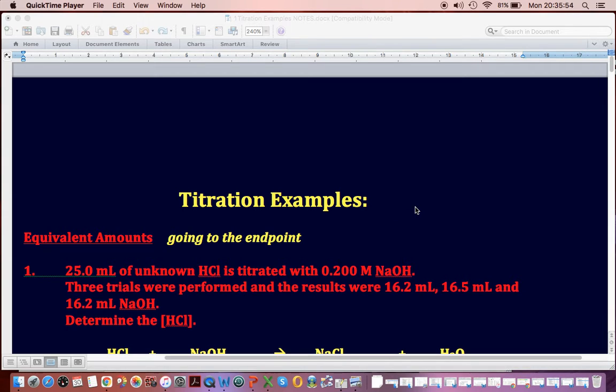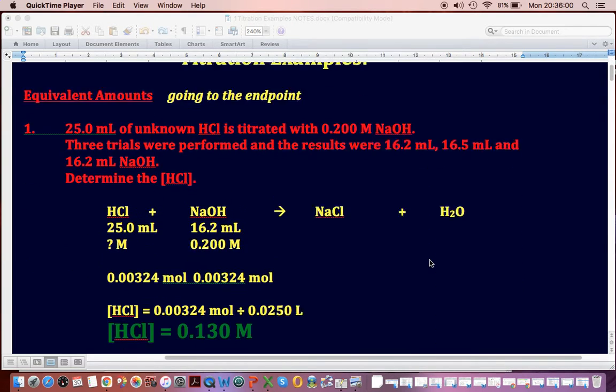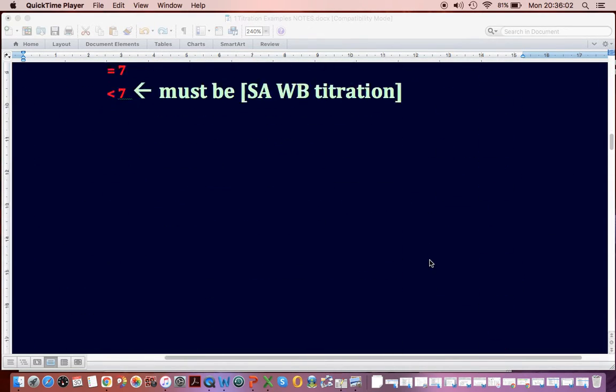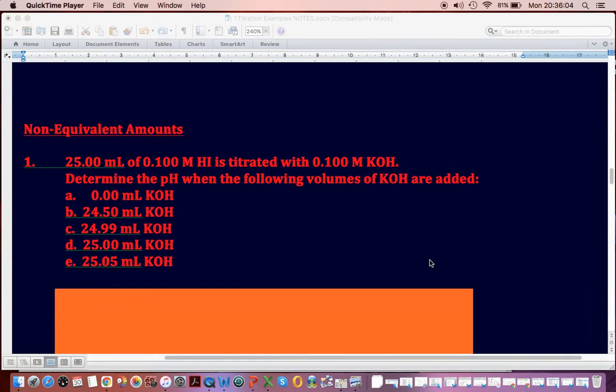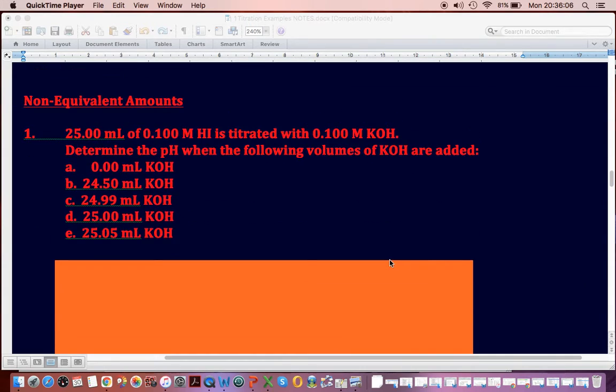We're looking at titration examples. In the previous video, we did 2 examples with equivalent amounts. Very straightforward. Now we're going to try non-equivalent amounts. So find this question on the 3rd page of this section.